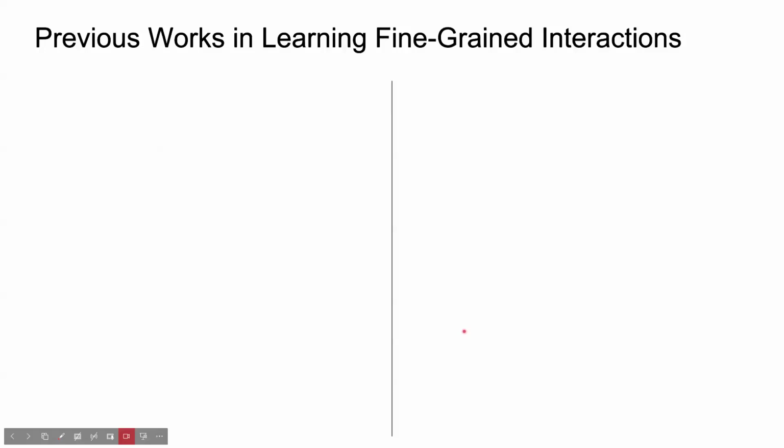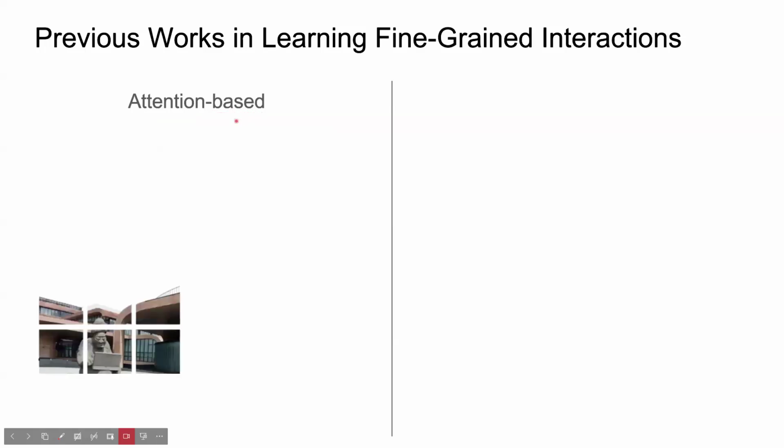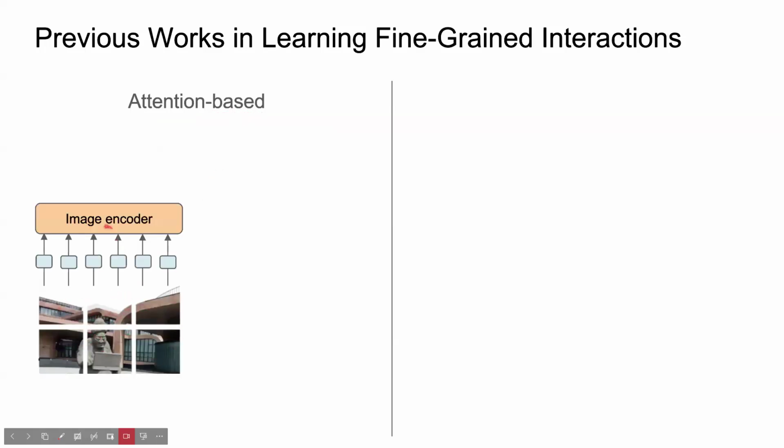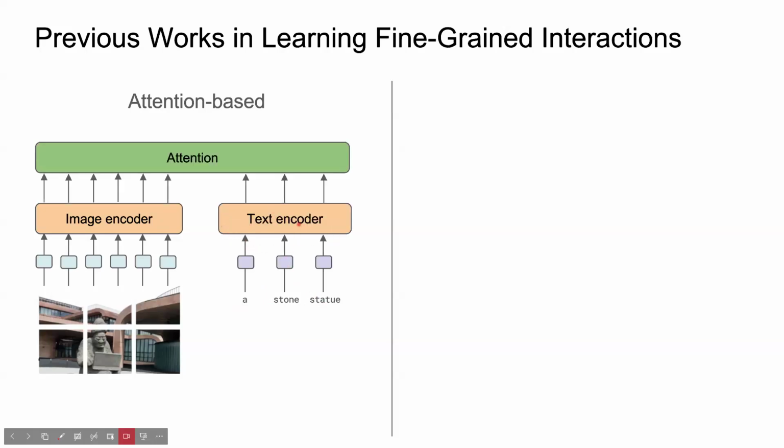There are two main branches of work that try to solve this problem of learning fine-grained interactions. The first one are attention-based models, in which we have an image which goes into an image encoder, which is often a vision transformer. And then we have a text, which goes into a transformer. Both the image tokens and the text tokens are fused together with an attention mechanism. Some examples of these are ALBEF and ViLBERT.